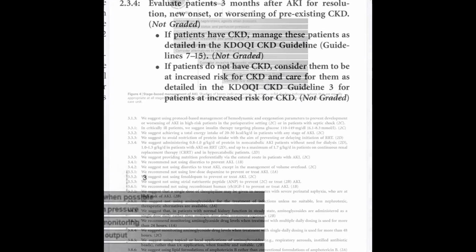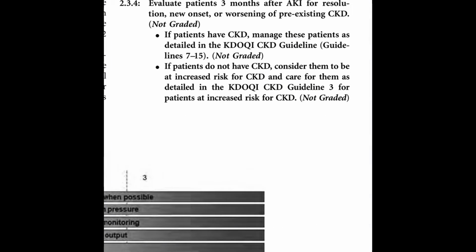throughout these processes. My first practice pearl when treating someone with an AKI relates to patients with worsening or onset of a pre-existing chronic kidney disease. If patients are proven to have chronic kidney disease, or CKD, they should be managed following the guidelines for CKD rather than the guidelines for AKI.